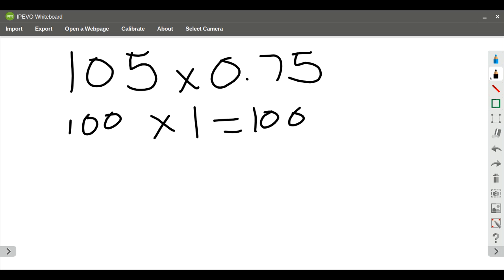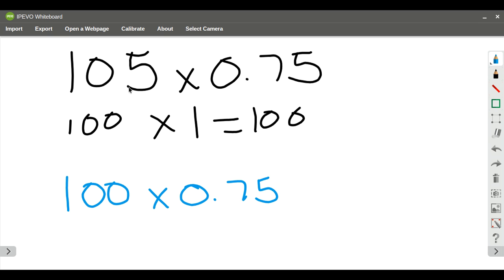Well, that's not really going to be as helpful as an estimate as it would be if I were to use my patterns of 10. So with my patterns of 10, I only really am going to want to change the 105. So if I change the 105 to 100, so let me change colors here, and leave the 75 hundredths alone, I just used compatible numbers because I didn't round both values. I only rounded this one value to 100, and I left 75 hundredths alone.